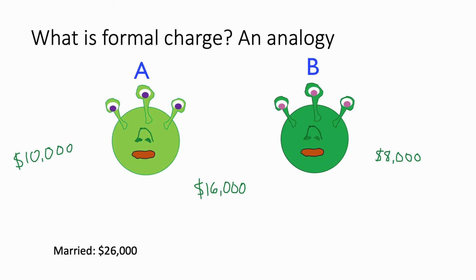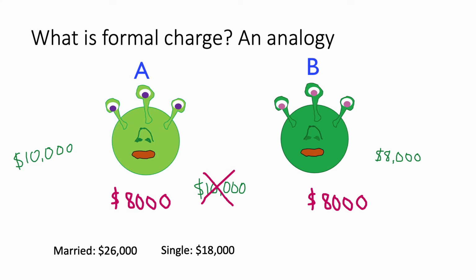So what they're going to do is they're going to take their joint assets, $16,000, and they're going to divide it in half. So we've got each getting $8,000 from that pot. And now when alien A goes to apply for a car loan, they have $18,000. Okay, so same amount of money, but we're looking at it completely differently. And this is the way that we can think about the two different ways of allocating electrons. One is looking at those shared electrons as a pool that both atoms can draw from. And the other way is to say, what if we split these up and they each got exactly half of the electrons? That's formal charge.